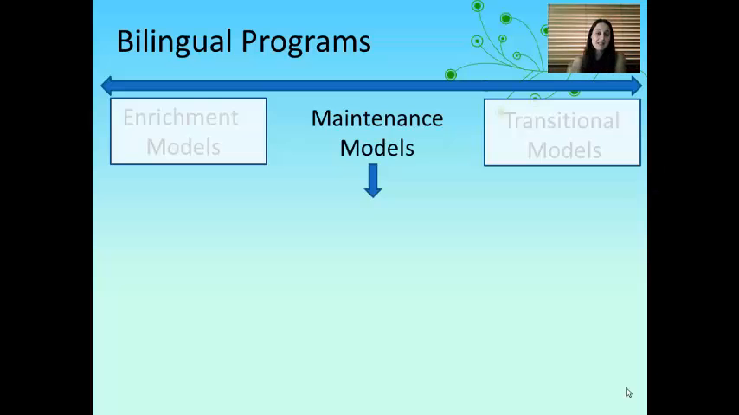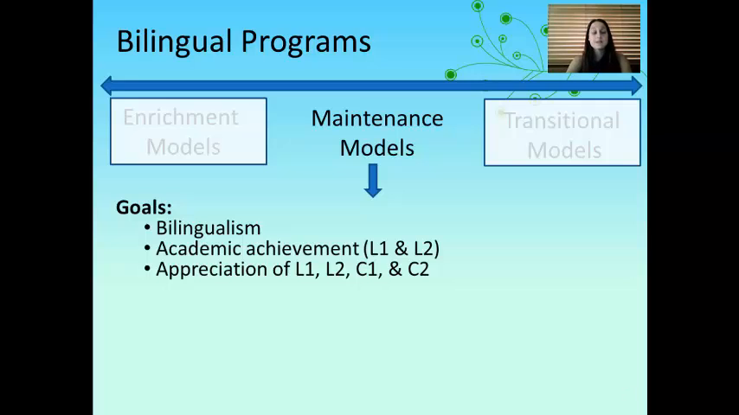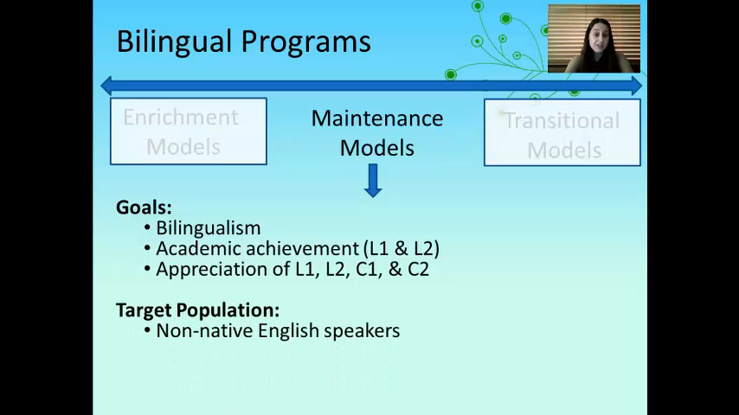Okay, next we're going to get into maintenance models. You'll see that the goals of this program are the same: bilingualism, academic achievement, and then appreciation of the two languages that are being focused on and the cultures that are tied to those languages. Here the target population changes now. You can see that there's non-native English speakers.